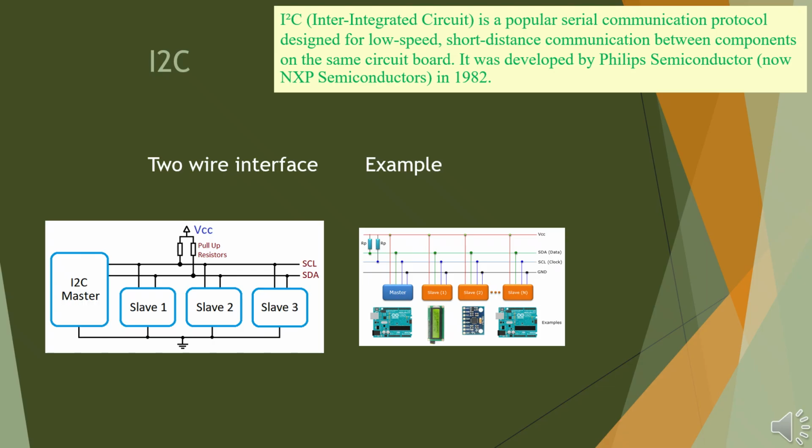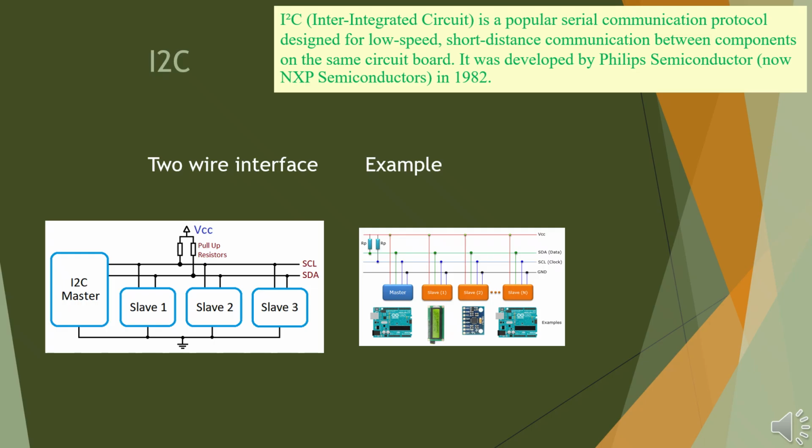The I2C bus uses only two wires for communication. SDA, serial data, carries the actual data being transferred. SCL, serial clock, provides timing signals that synchronize the communication. Despite using just two lines, I2C supports communication between multiple devices, including multiple masters and multiple slaves, all connected to the same bus. Each device has a unique 7-bit or 10-bit address, allowing the master to identify which slave it wants to communicate with.